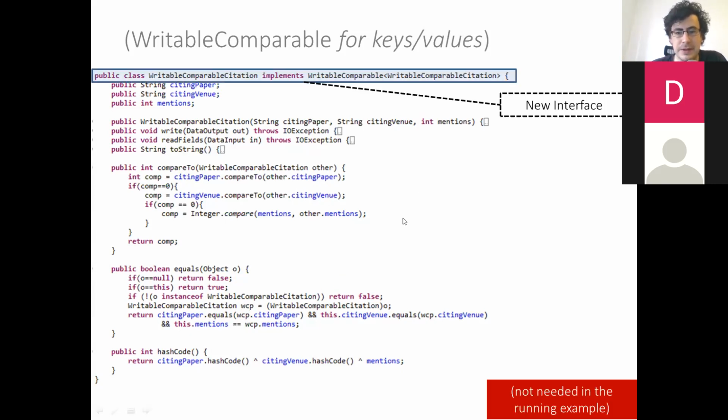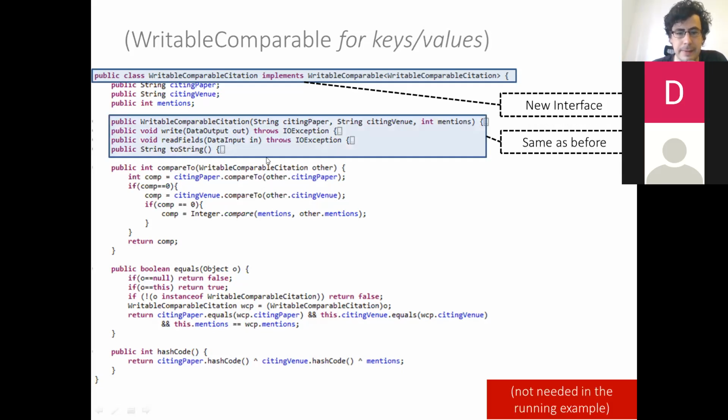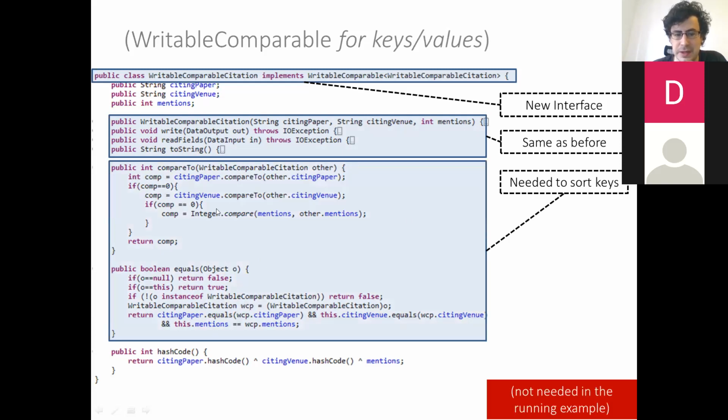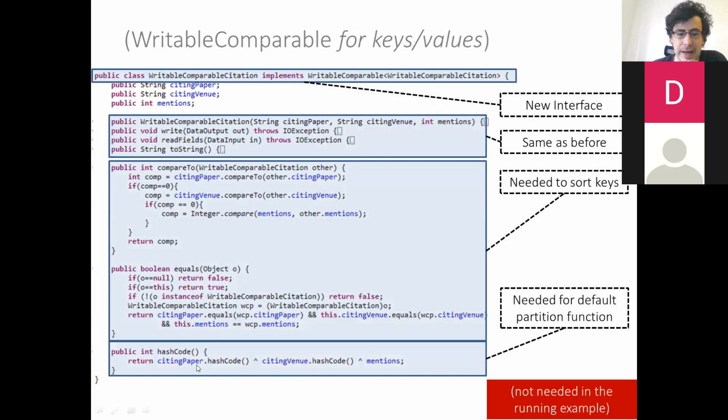So, okay, we have a new interface, WritableComparable. We have the Writable thing as before, plus we need to be able to sort keys. So we need a good implementation of compareTo and equals. And the hash code is often used as the default partitioning. So we need to define a sensible hash code as well. When we're using the keys, we need to decide what machine that key value pair will go to. We use the hash of the key to decide the machine. So we need a good implementation of hashCode.